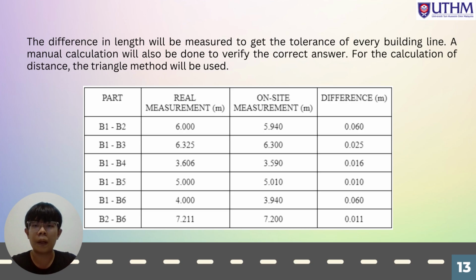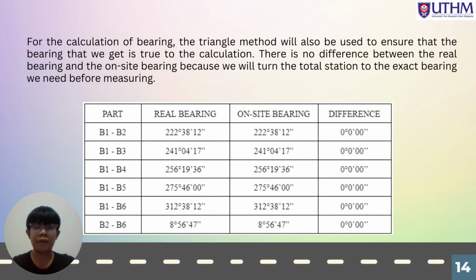And also from part B1 to B3, the real measurement is 6.325 meter, but on site we get the measurement is 6.3 meter only. This means that we got 0.025 meter of difference, and the rest of part will be calculated on the same method to get the difference. For the calculation of bearing, the triangle method will also be used to ensure that the bearing that we get is true to the calculation.